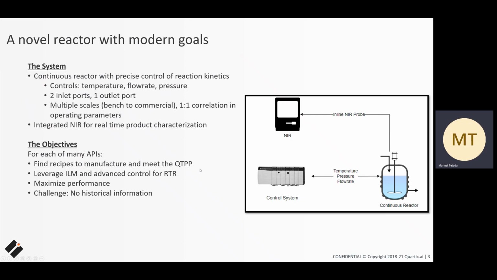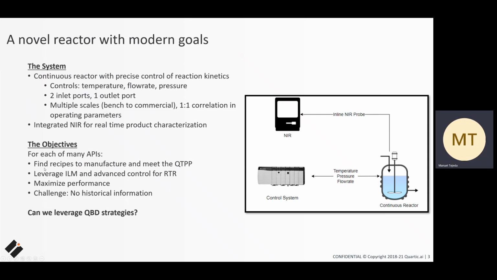Now the objectives. We want to use this novel reactor for manufacturing a range of APIs. So what we have to do is find recipes to manufacture and meet the QTPP for each of these. We want to leverage inline monitoring, the inline NIR, and advanced control to achieve real-time release. Obviously, we have to maximize the performance of the system because it needs to be competitive with regards to existing methods of manufacturing APIs. And add a challenge to that, we have no historical information on this. It's a novel reactor, so it's not like we can draw from other systems to know what the recipes for these APIs are going to be.